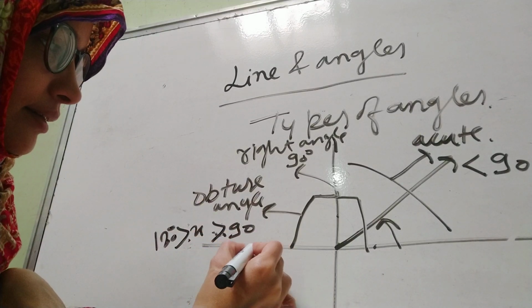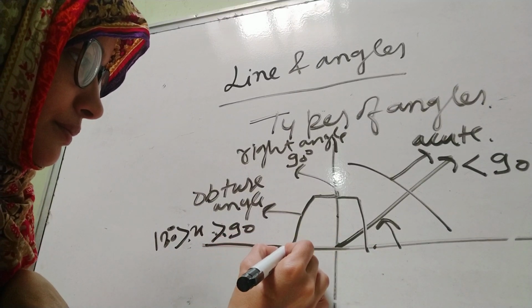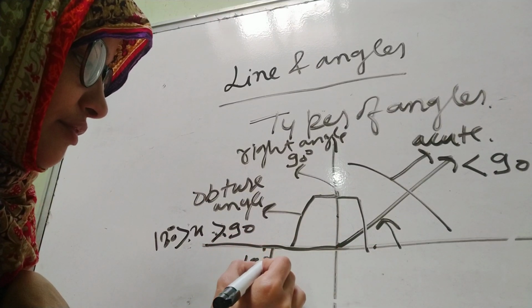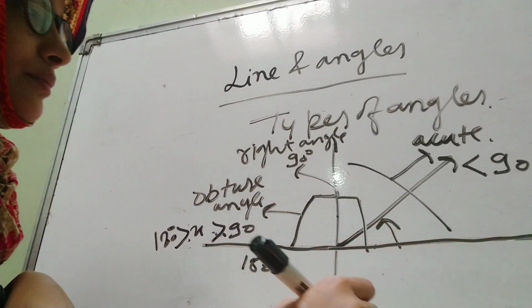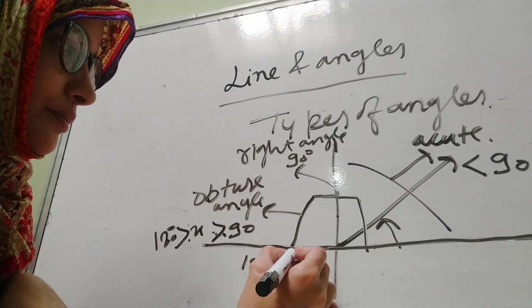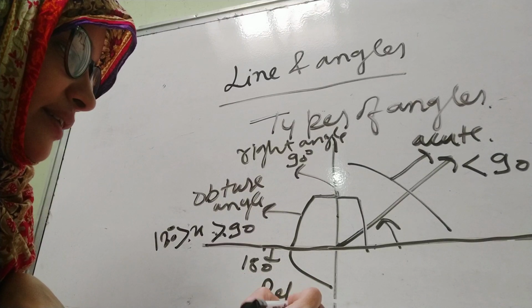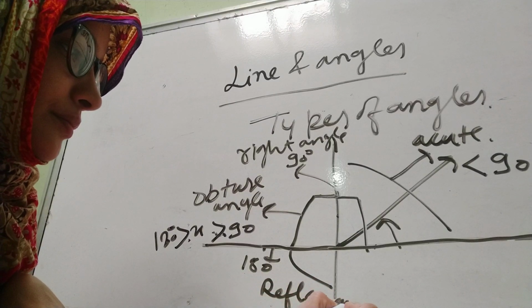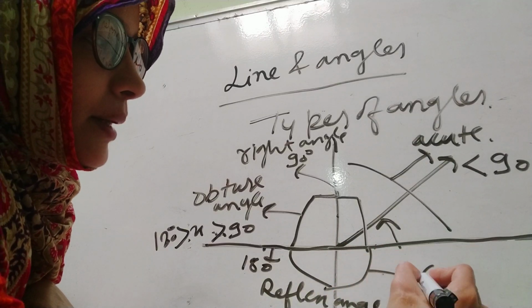And this line is a straight line. This is a 180 degree angle, this line, or simple angle. After that you get reflex angle, and up to 360 it will become a complete angle.